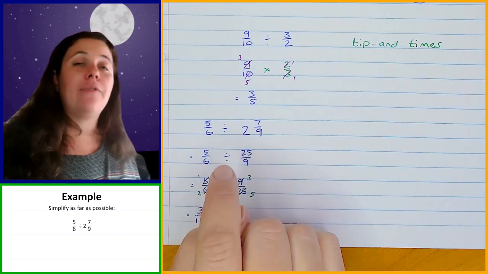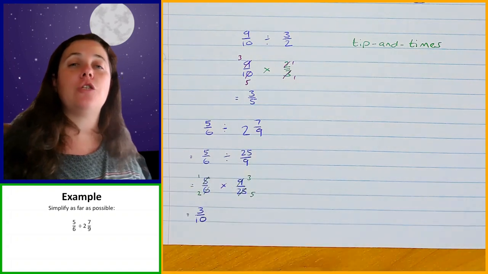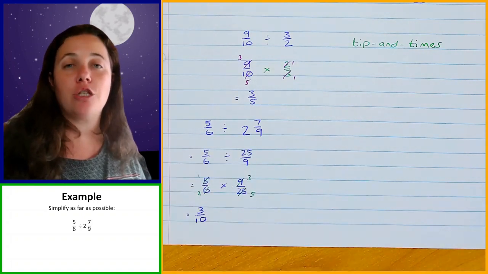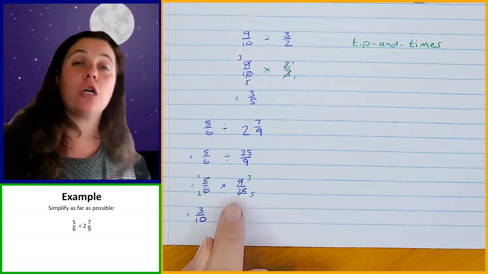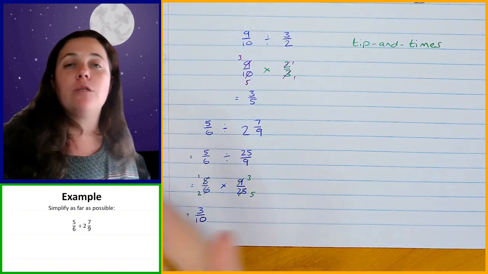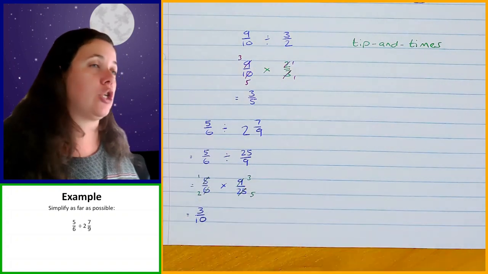Then you see if there are any divide signs. If there are divide signs, you change them to a times, and you flip the fraction right after it over. You tip it over, you multiply by the inverse of that fraction. And then you just do your multiplication like normal, like what we were just doing in the examples before.